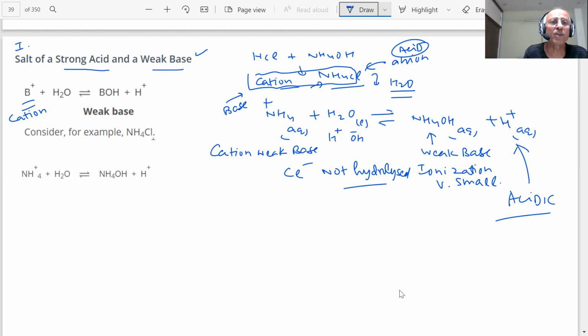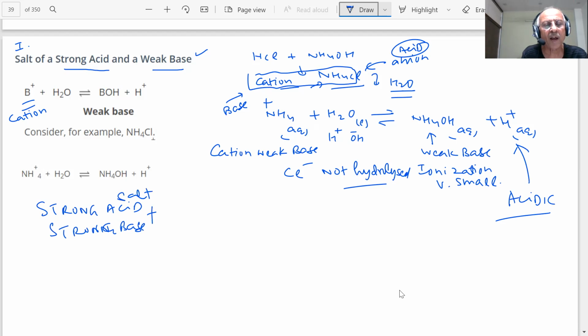Interesting. What we are trying to conclude, student, is that if you have a salt of a strong acid and a weak base, this aqueous solution will be acidic.